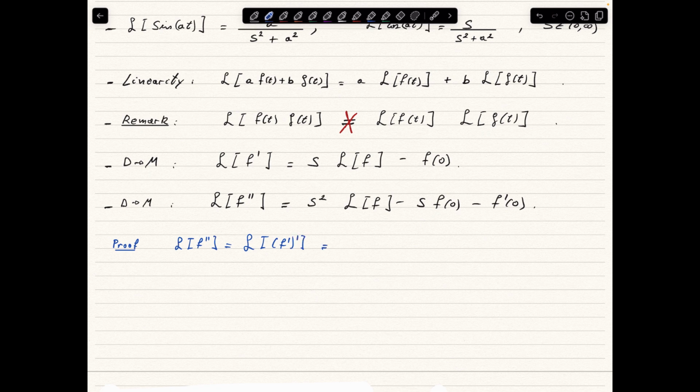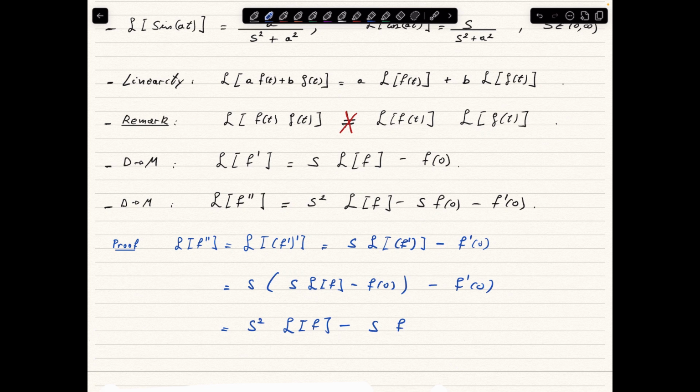Now we use the first equation on f prime, and we get s times the Laplace transform of f prime, minus f prime at 0. And now we use that property again, and we have s times s Laplace transform of f minus f at 0, and all that minus f prime at 0. And this is how we get the formula: s squared times the Laplace transform of f, minus s times f at 0, minus f prime at 0.